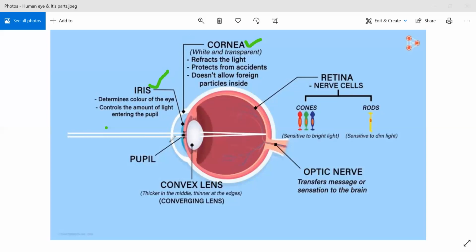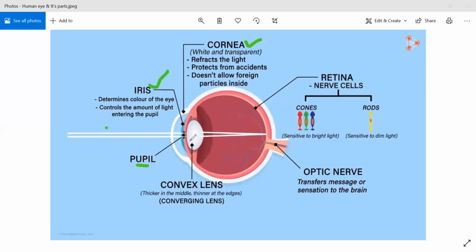Again, we can go to the pupil. The pupil is the black diaphragm. We can see in the eyes that one black patch, and that black patch is nothing but the pupil, right? The iris regulates and controls the size of the pupil, isn't it? So when we move from the iris into the pupil, the pupil is the black diaphragm.